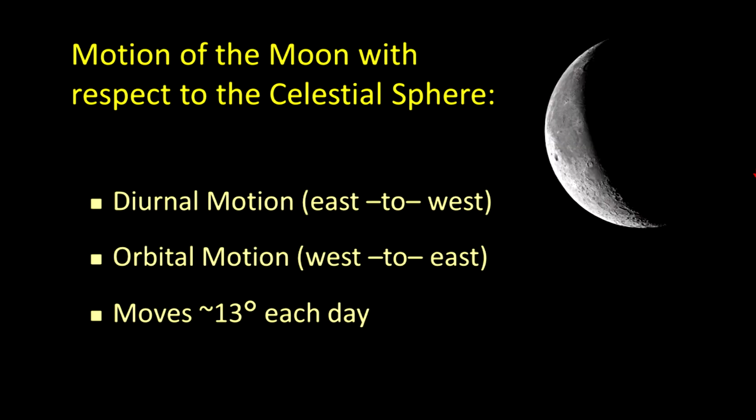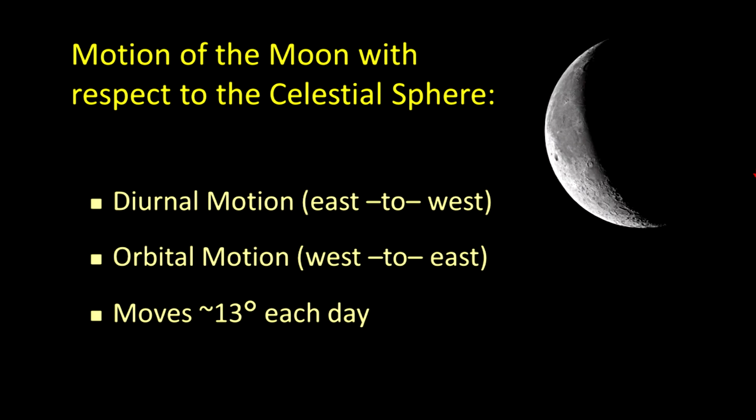Now, the last part of this, let's go back to our screen, is that the moon is going to move about 13 degrees each day. And 13 degrees is about the width of your fist if you were to hold it all the way out at arm's length. So imagine the moon moves about the width of your fist each day. Now, as we wrap this part up, here's what I want you to notice.